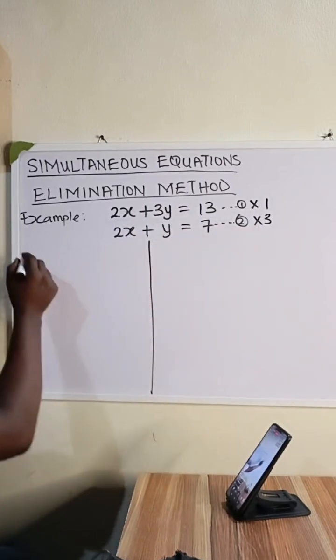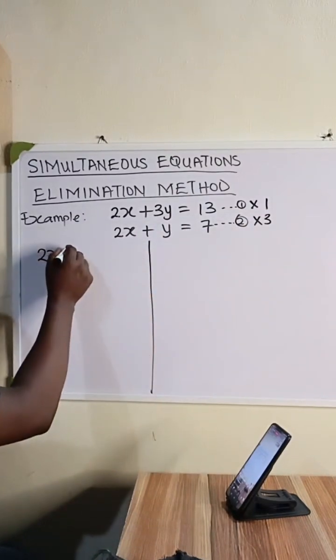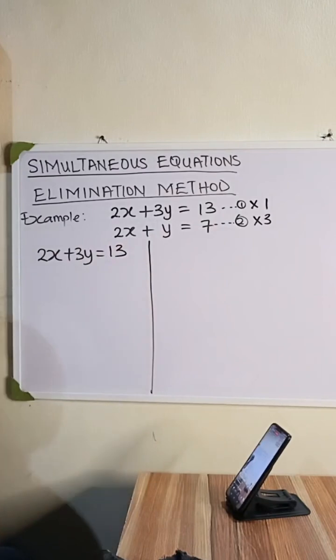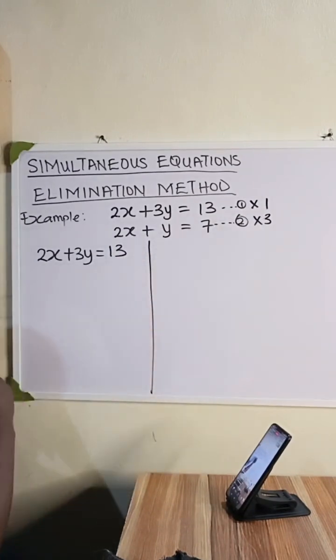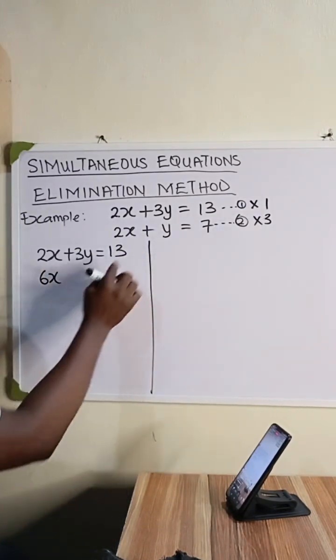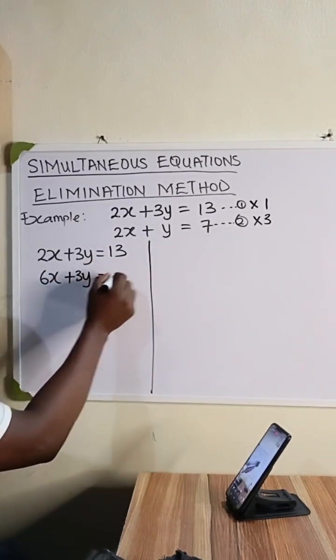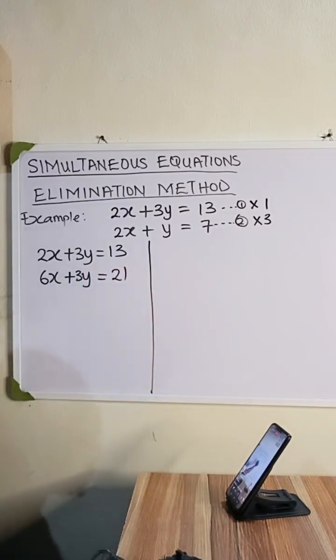2x multiplied by 1 is going to give us 2x. Plus 3y multiplied by 1 is going to give us plus 3y. 13 multiplied by 1 is going to give us 13. Okay? Next, 2x multiplied by 3 is going to give us 6x. y multiplied by 3 is going to give us 3y. 7 multiplied by 3 is going to give us 21. Hope you guys are following.